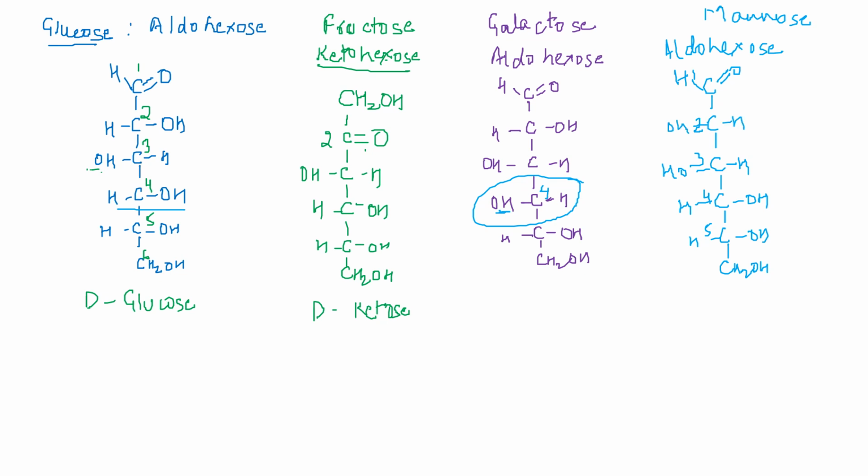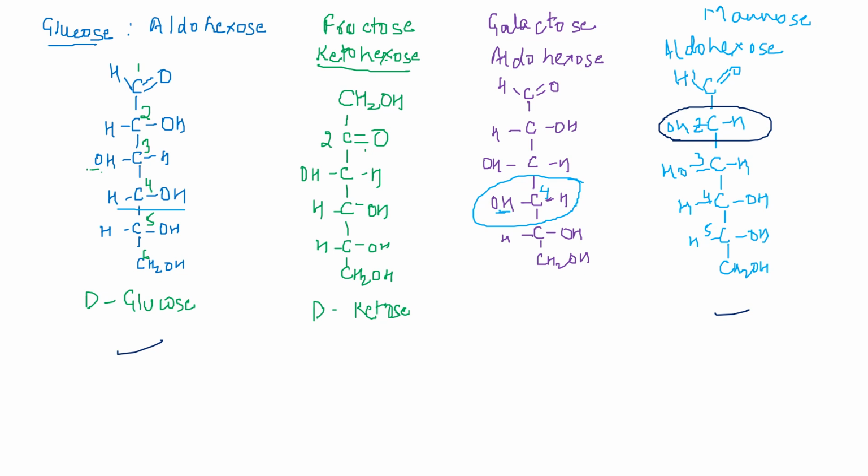So now you can compare these two structures, and you'll find that the structure of mannose and glucose are similar. If you know the structure of glucose, you can draw the structure of mannose, and at C2 this OH will be on the left side. This is where it differs.